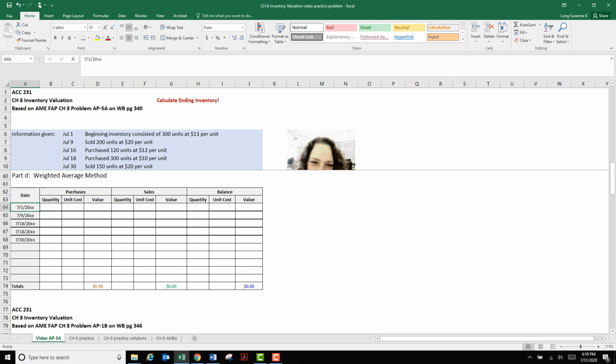Weighted average, we start again with beginning inventory. Multiply here. Yeah, very good. And then the 9th, that was a sale of 200. And multiply. And now we're keeping track of what's left, the balance in inventory. We had 300, we sold 200, so we got 100 left. And multiply.